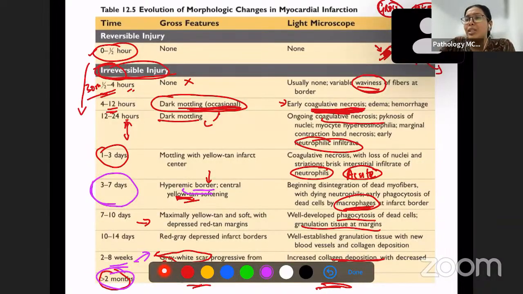Okay, this is a very tedious table and very tedious to remember, but very simply remember: 0 to half hour, no changes. After that, irreversible injury. Then 4 hours, no changes on light microscopy. The first change is waviness, and then early coagulative necrosis, then neutrophils, then macrophages, and then scar formation. So that is a simple way to remember.